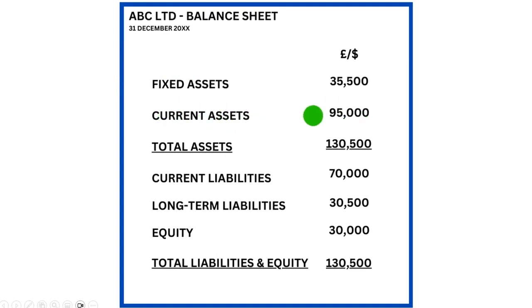Current assets are the other type of assets, and these fluctuate in their value on a regular basis. These could be things like cash within the business or money owed to the business that could fluctuate on a daily basis as sales invoices are raised and paid. So current assets, fixed assets. This is then total assets, and we have a figure here.